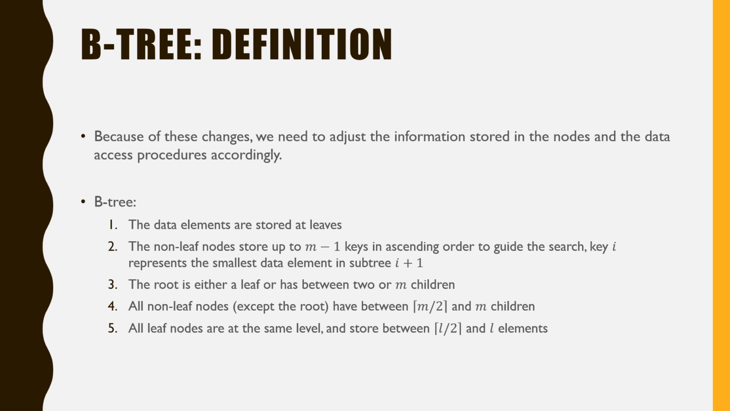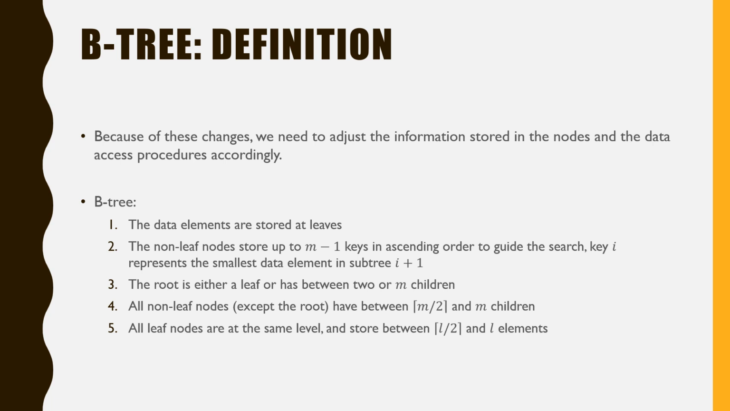A B-tree must satisfy 5 key properties, defined by 2 parameters, m and L. M is the maximum number of children each node can have, while L is the maximum number of data elements that can be stored in a single tree node. L is also referred to as the load of the leaf node. The 5 properties are as follows.